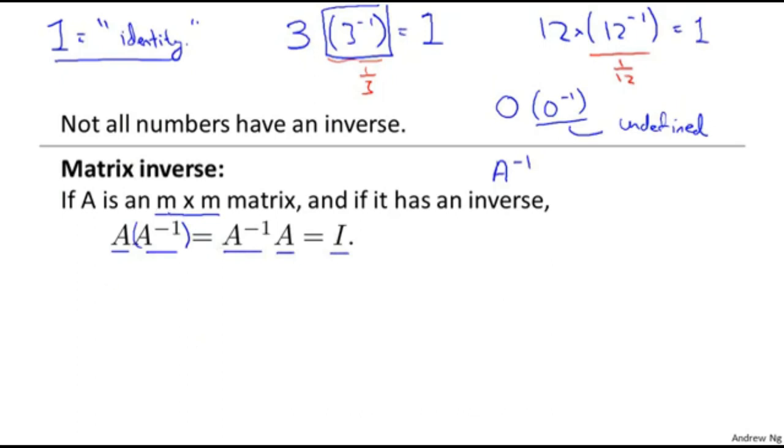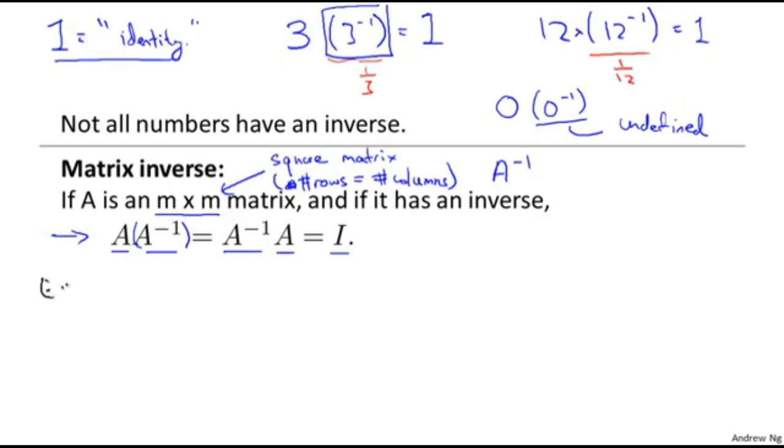Only matrices that are m by m for some value of m have an inverse. A matrix that is m by m is also called a square matrix, and it's called square because the number of rows is equal to the number of columns. Right? And it turns out only square matrices have inverses. So if A is a square matrix, so it's m by m, and if it has an inverse, then it satisfies this equation over here. Let's look at a concrete example.